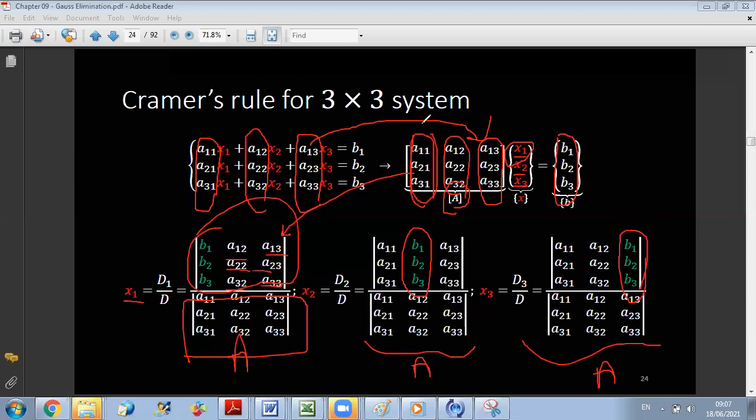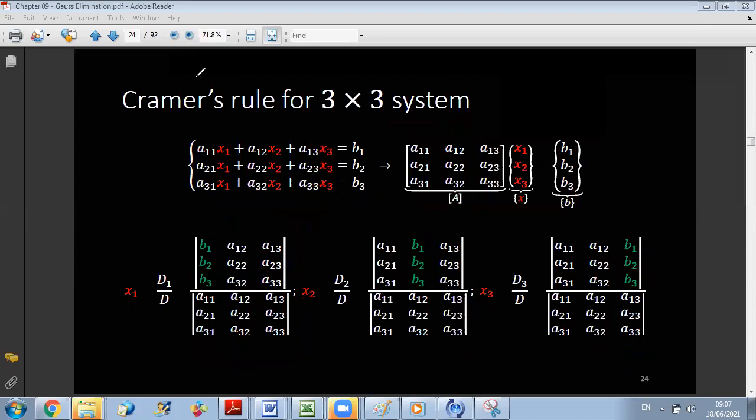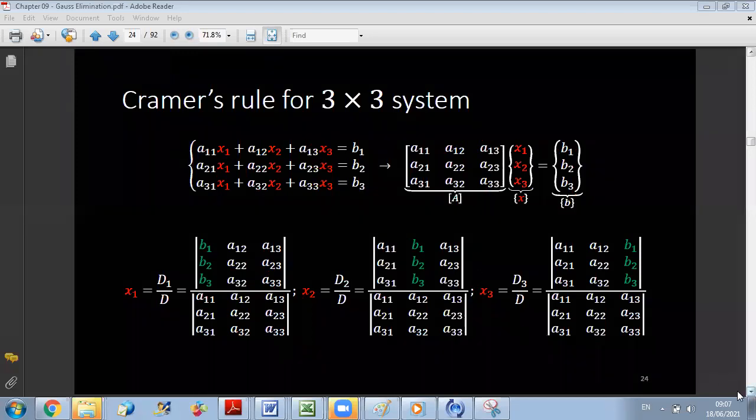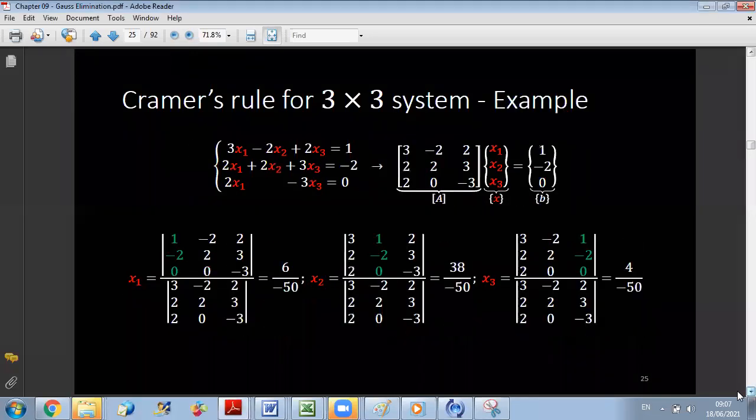So it is an easy technique, but as the number of equations increases, I will need to take a lot of computation time to be able to calculate the solution. This is why we say that when the number of equations is higher than 3, this method is not efficient, because it will need a lot of time. Okay, so here we have an example of a solution of a 3 by 3 system.